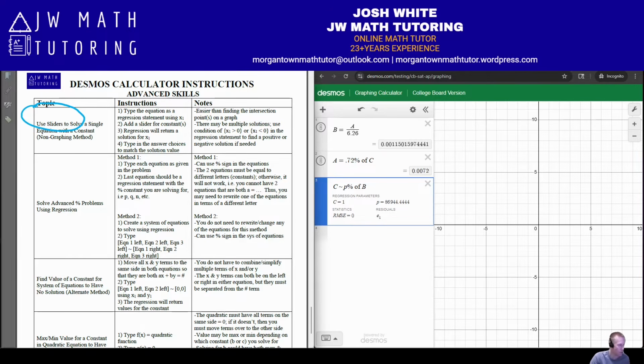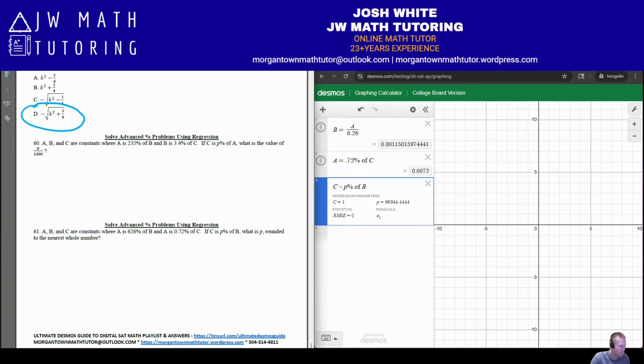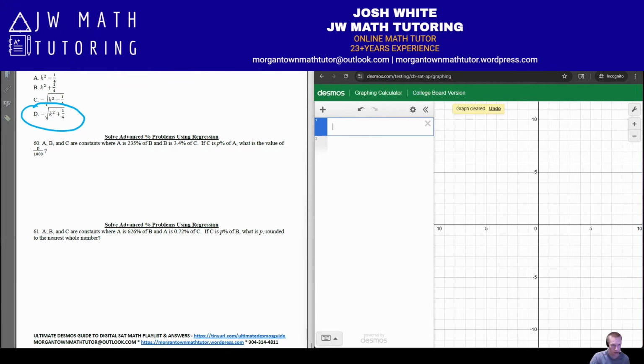All right, so let's go back to the problems now. Let's look at 60 again. Remember, I'm just going to set two things up here and fill in the left and right parts, jumping back and forth. The first equation was A equal to 235% of B, so I'll fill that in first. Then we had B, put a comma after it, was 3.4% of C.